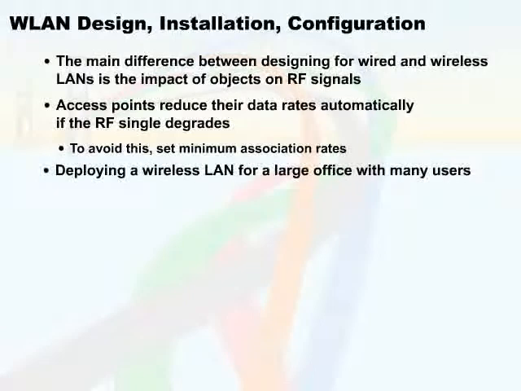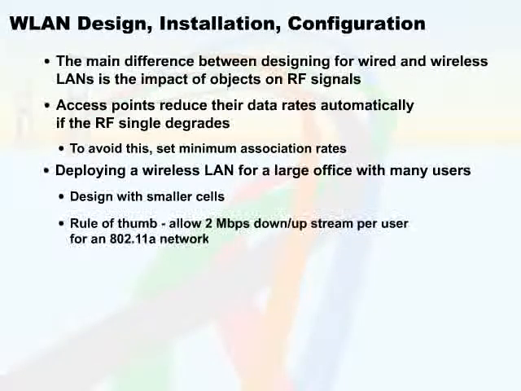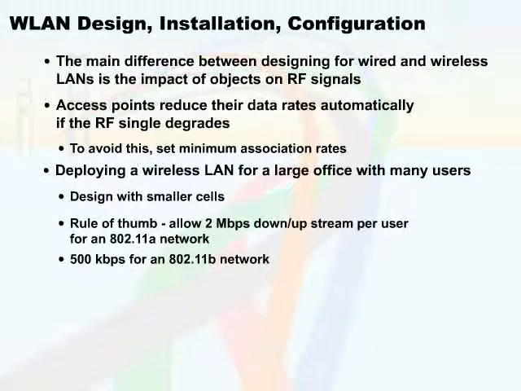If you're deploying a wireless LAN for a large office with a large number of users, you can design smaller cells with higher throughput because in a large office, many RF interferences are present that may block the RF signals. With smaller cells, you'll need to reuse frequencies more often and ensure that the channels do not overlap. A good rule is to allow 2 megabits per second downstream and upstream per user for an 802.11a network and 500 kilobits per second each way for an 11b network. For big enterprises with a high density of users, 802.11a is a better choice because of its higher throughput and non-overlapping channels.